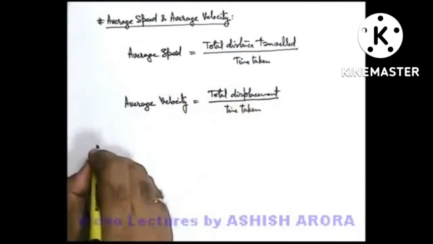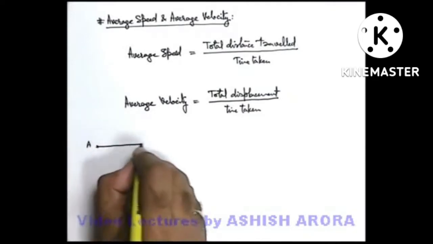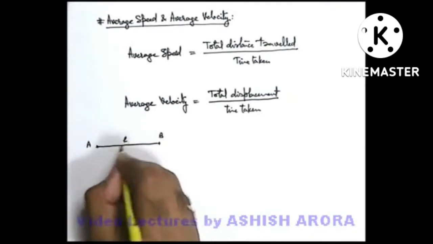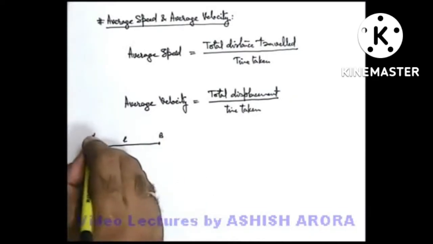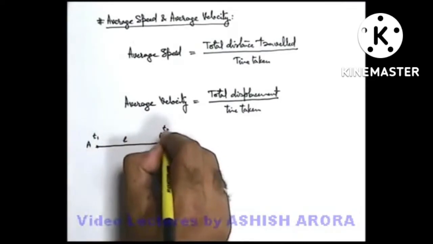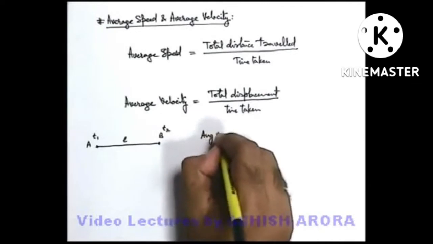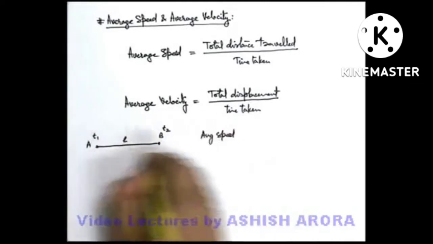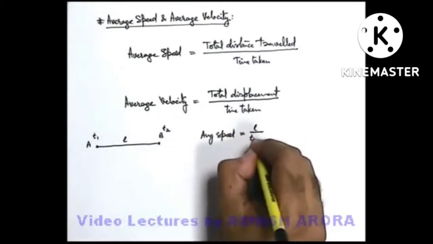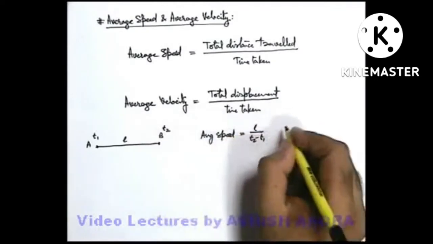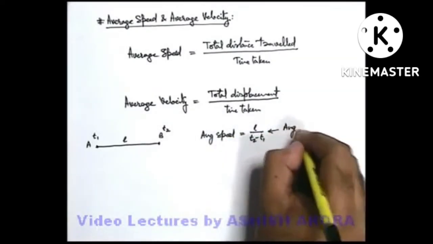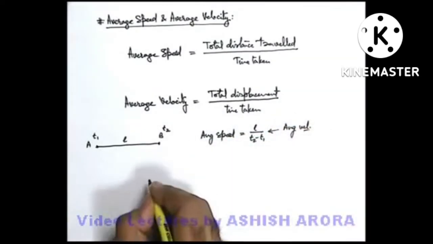If a particle is moving in a single direction, then there won't be any difference in average speed and average velocity. For example, a particle starts from point A, goes to a point B situated at a distance L, and say at time t1 it was at position A and at time t2 it was at position B, then average speed in going from A to B can be simply written as L by t2 minus t1. And the same will be the average velocity. There won't be any difference in average speed and average velocity.